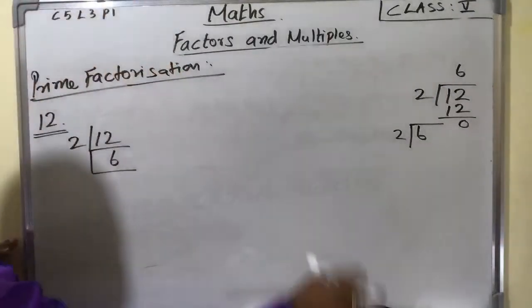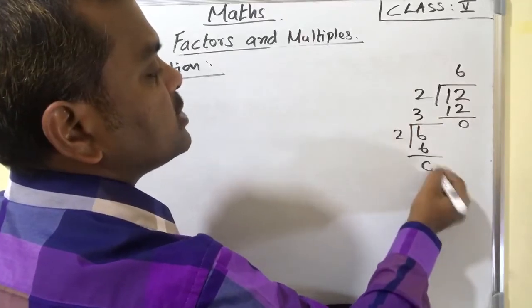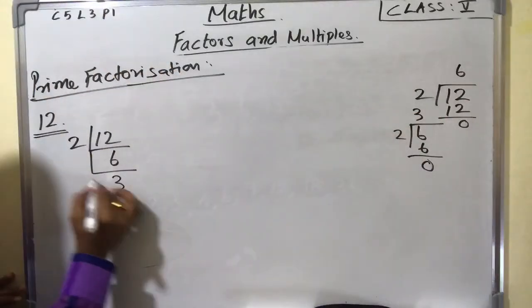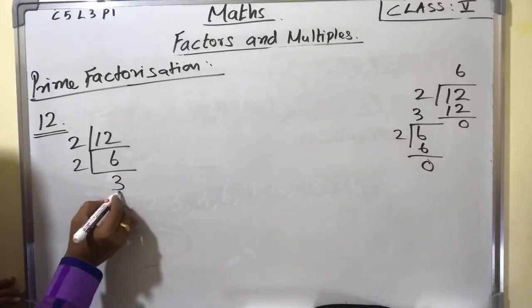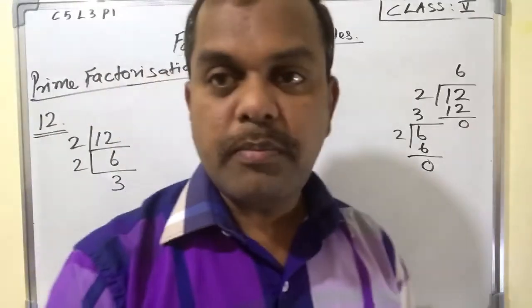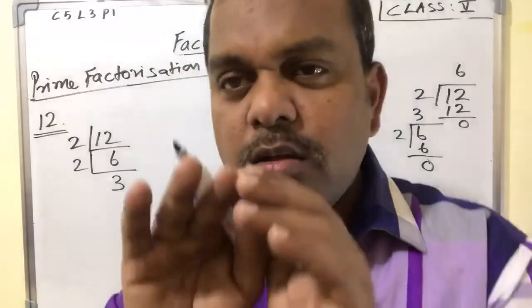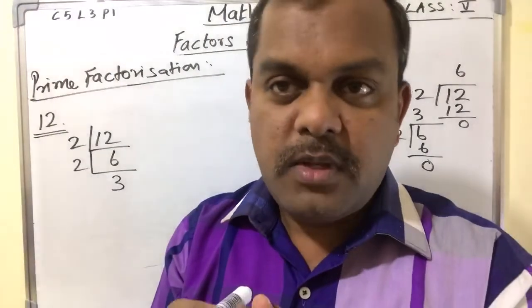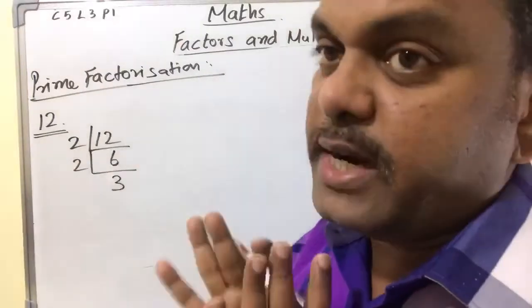See, 6 again you have to divide with 2. 3 2s are 6, balance 0. So this is the remainder. 3 2s are 6. Understood? Next, this 3 is a prime number. Check the remainder. 3 is a prime number. Whenever you get a prime number as a remainder, stop the factorization.